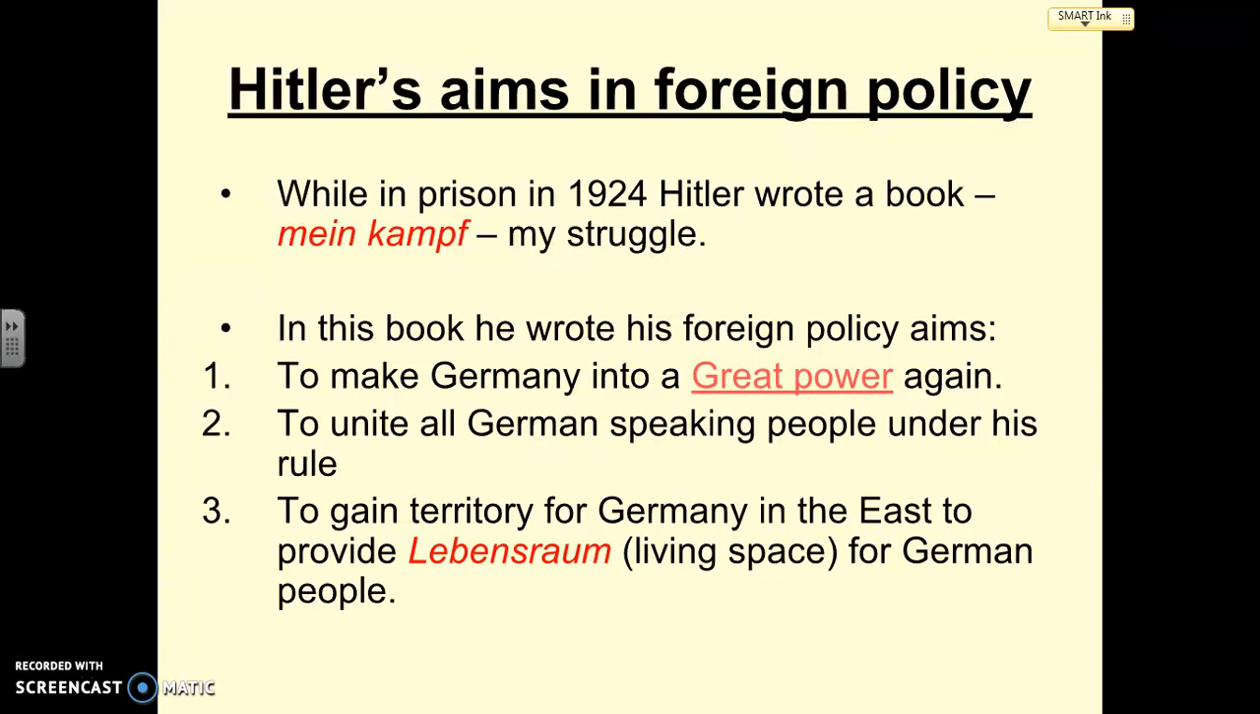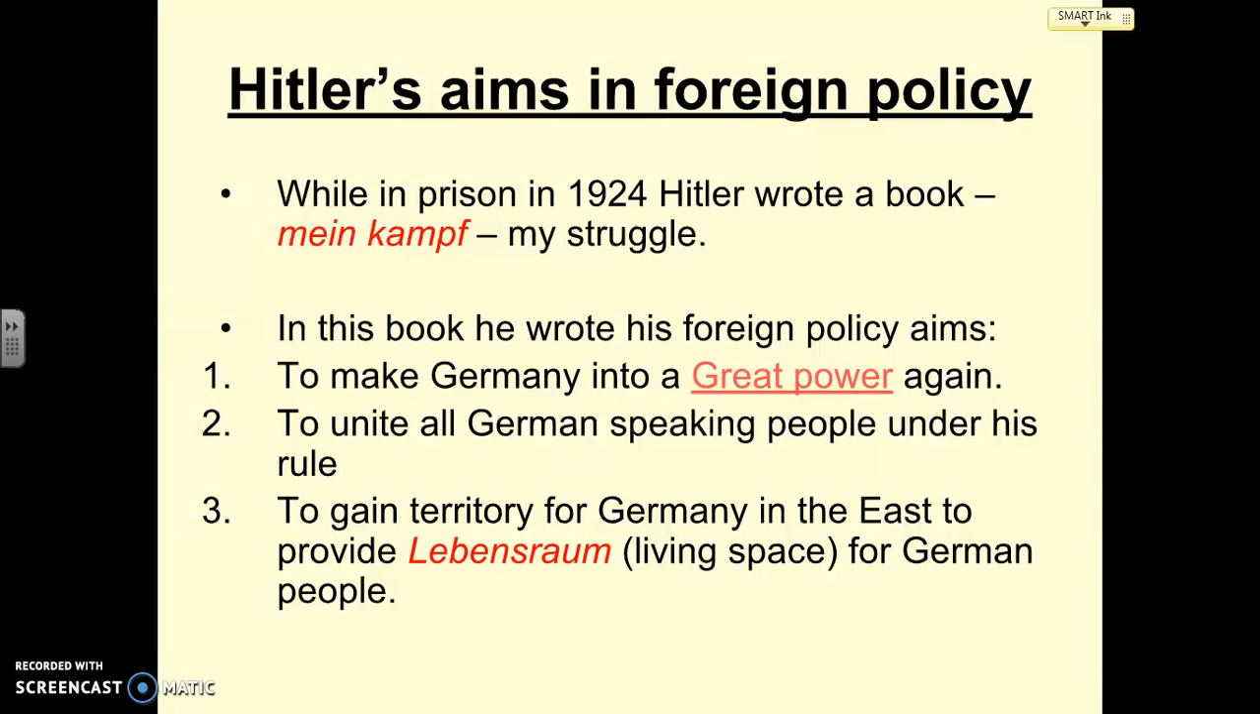Hitler does write a book. It's at this point in history, fairly well known and fairly famous, Mein Kampf, which is entitled My Struggle. So you might want to make that your first note: his book Mein Kampf means my struggle. I would take note of that.